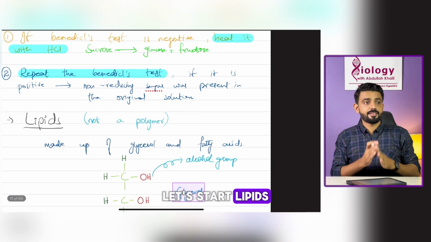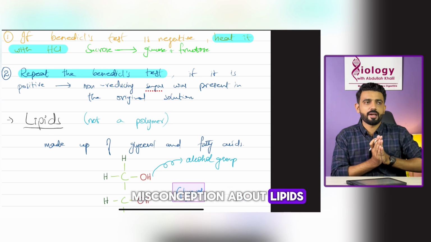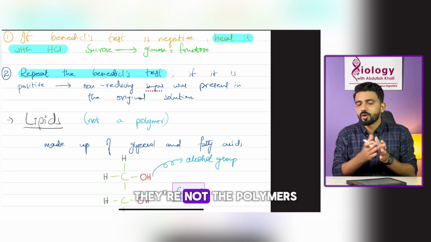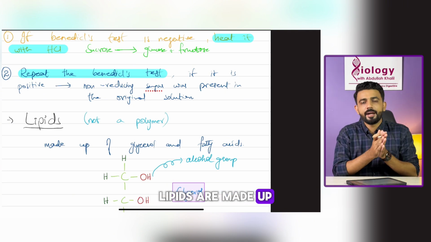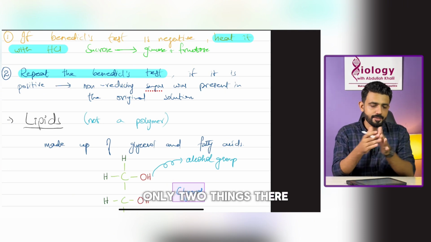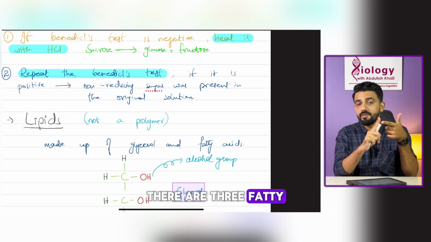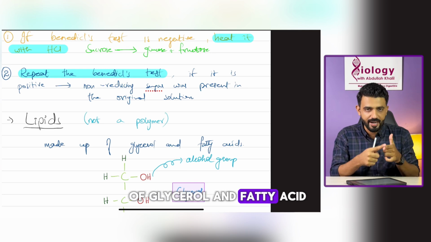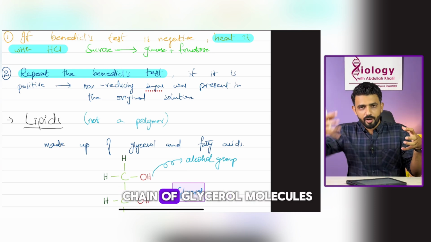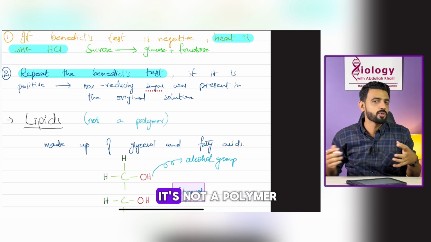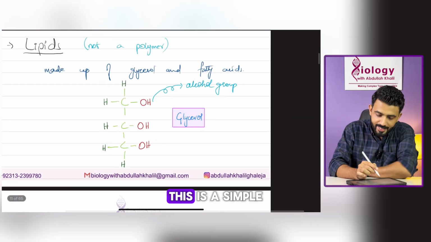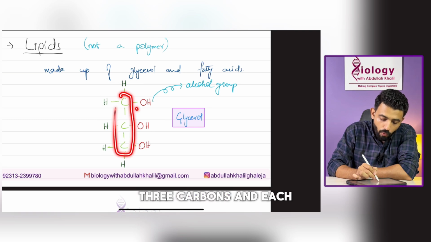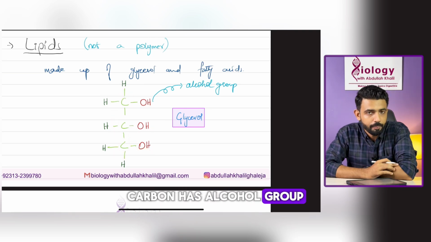Let's start lipids. There is a basic misconception about lipids that some students might have, that they are also polymers. They're not polymers. Lipids are made up of only two things: glycerol and three fatty acid chains. So lipid is made up of glycerol and fatty acid. It's not a long chain of glycerol molecules joining up together, so it's not a polymer. This is a simple glycerol molecule: 3 carbons, and each carbon has an alcohol group.